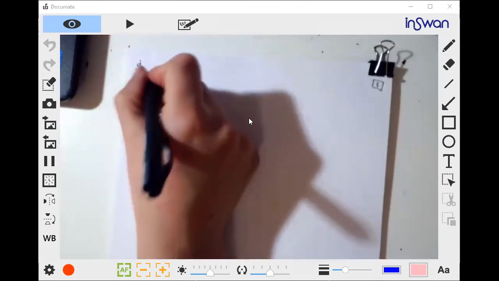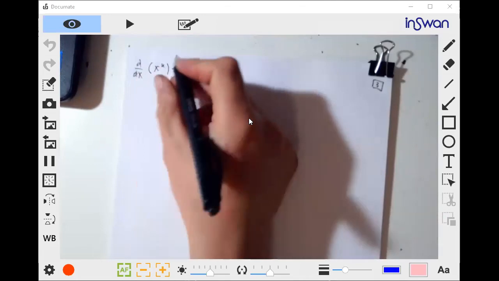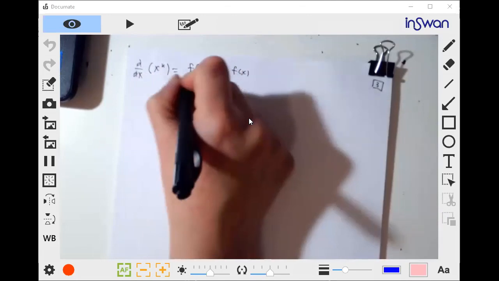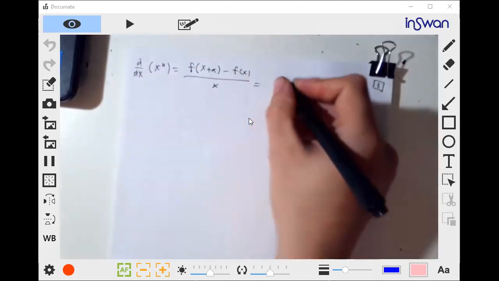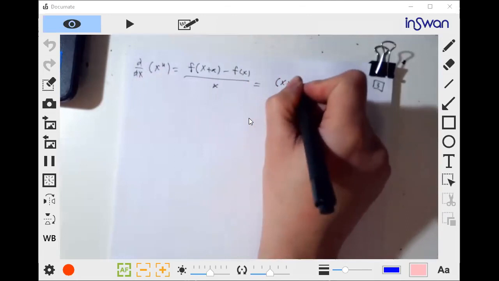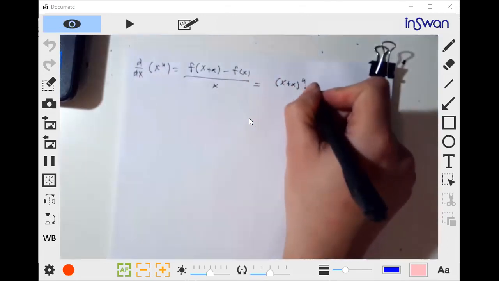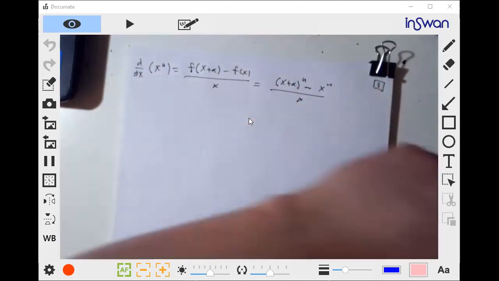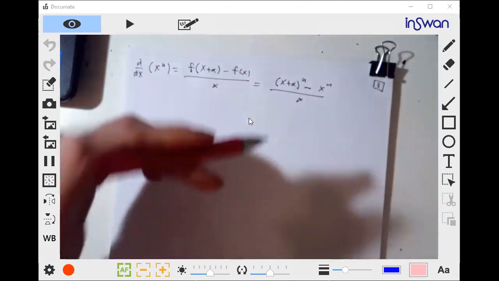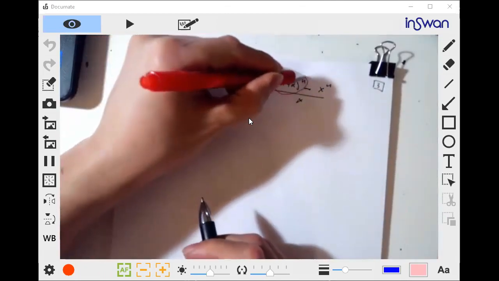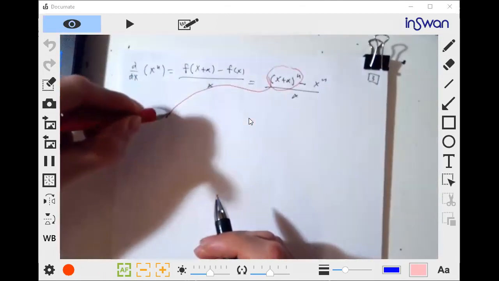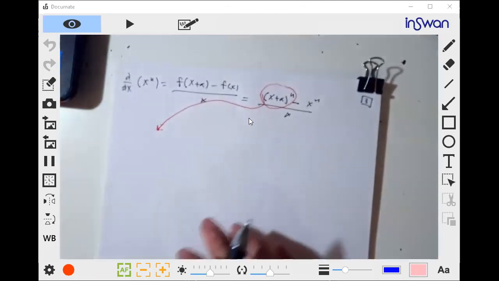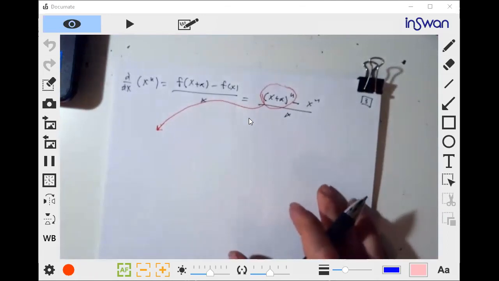So d/dx of x to the n is the same thing as f of x plus alpha minus f of x all over alpha. But that's the same thing as x plus alpha raised to the nth power minus x to the n all over alpha. What does this equal? Well, we know that we can decompose this result like so. It's called the Binomial Theorem.